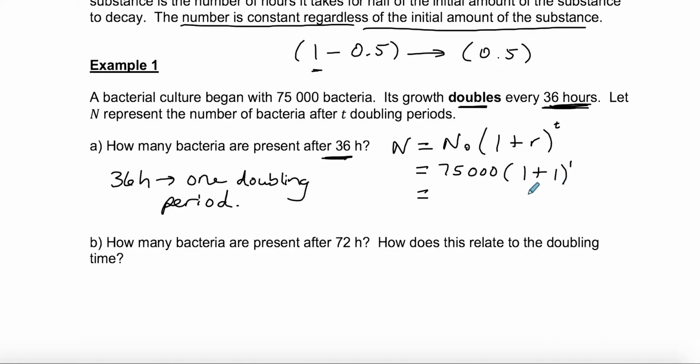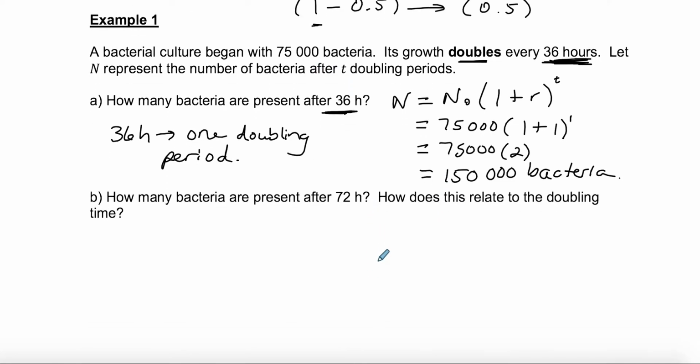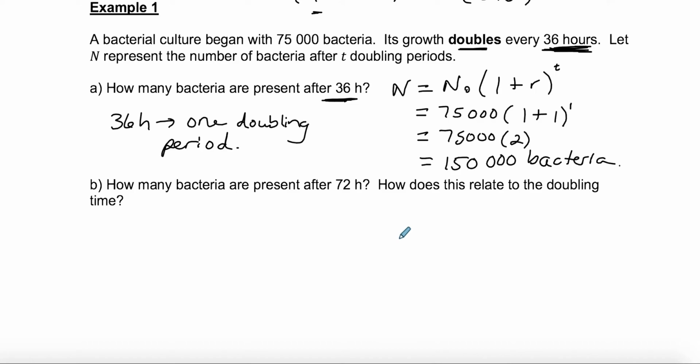We often follow BEDMAS. If you have brackets on your calculator, you could just type this in as you see it. But we would have 75,000 times 2 to the exponent 1, which is just 2. So we end up with 150,000 bacteria. And that should make sense. If they double every 36 hours, in 36 hours, that's 1 cycle, they should have doubled. So if we had 75,000, now we have 150,000. The formula is one way to do it, but it also is sort of common sense.